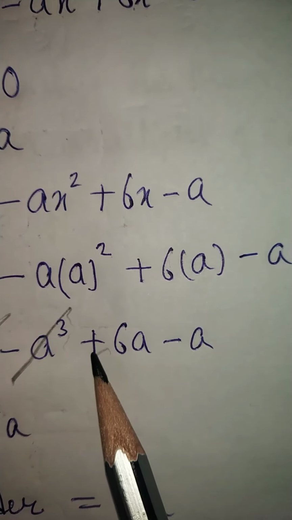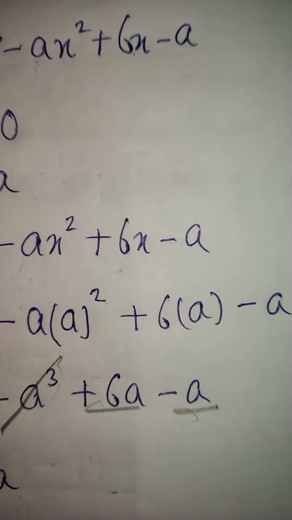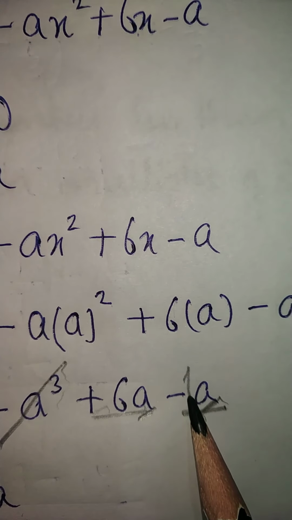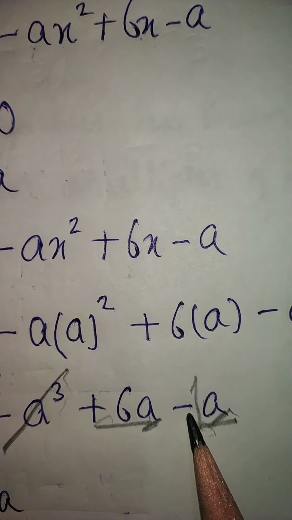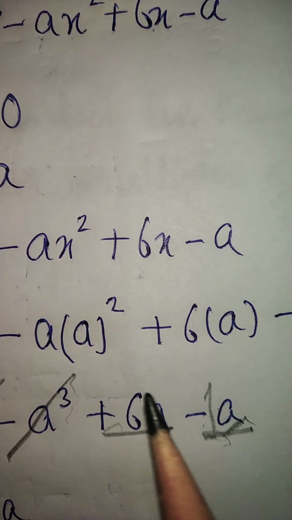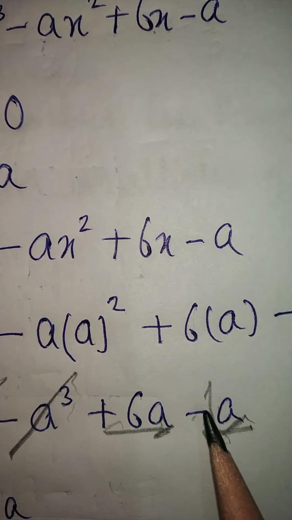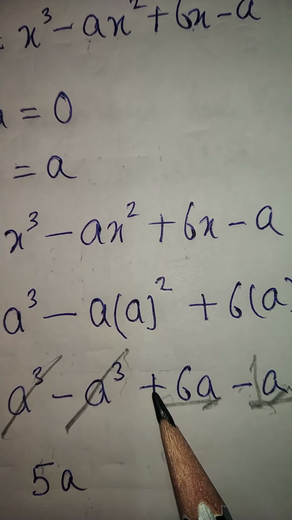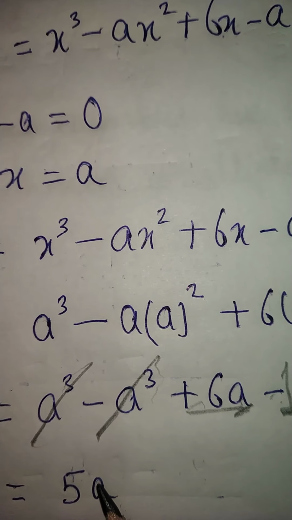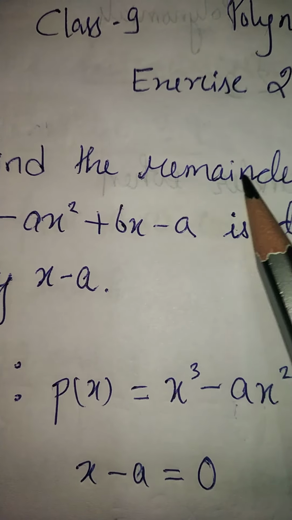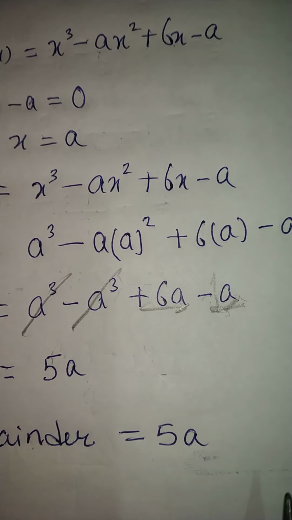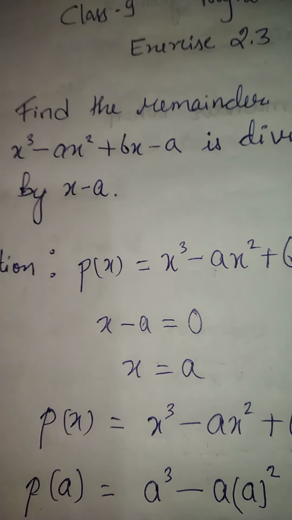Now what is left here? 6a and minus a. Now these two are like terms. Here we have a and here also a. So these two are like terms. And before a, if there's no number, then it means this is 1. So 6 minus 1 is 5. a is a, and which one is greater? 6. So the sign of 6 is plus. That's why this is positive 5a. Is it clear? Now see, according to the question, we were asked to find the remainder. And see students, here we got our remainder, which is 5a. Is it clear? So question number 2 we have done now.